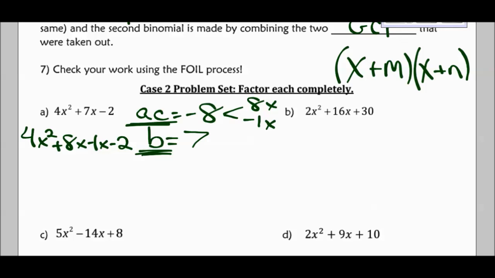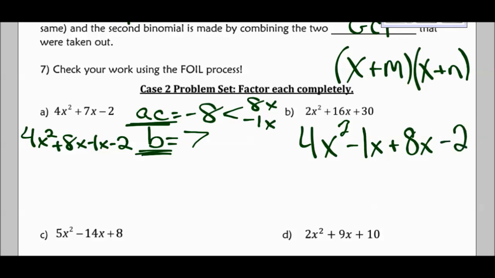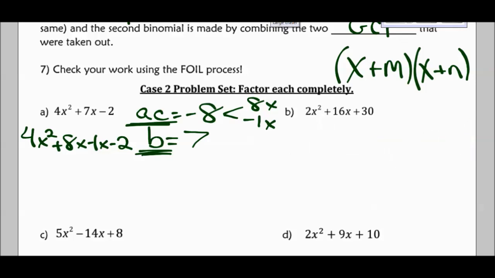The order actually doesn't matter. If you happen to do it the other way around, if you did it like this, I'll write this part. But if you did it with the negative 1x in front and the 8x second, it doesn't change anything. That and that are the exact same thing. Okay, so I think that was step 4 where we did the splitting.